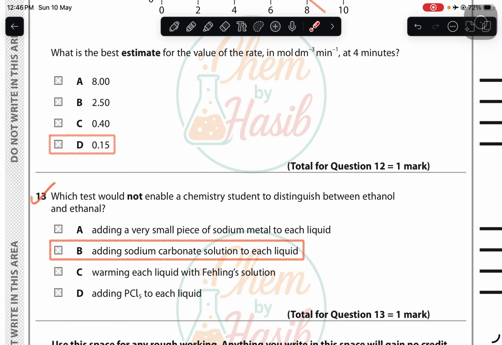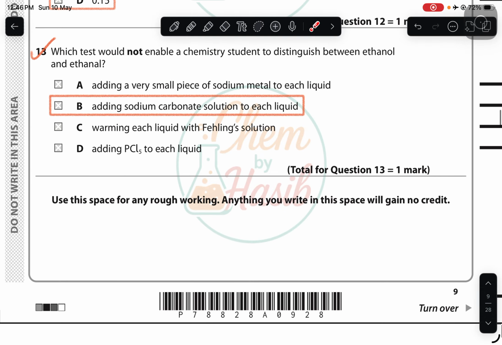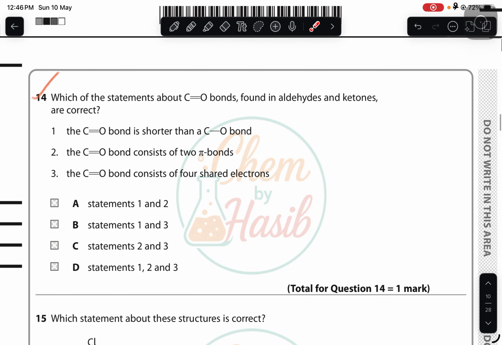Then we move on to question number 14. It says, which of the statements about the C=O bonds found in aldehydes and ketones are correct? It says the C=O double bond is shorter than a single bond. Yes, a double bond is always shorter than a single bond, because double bonds have both sigma and pi. So a double bond will always be shorter than a single bond, right?